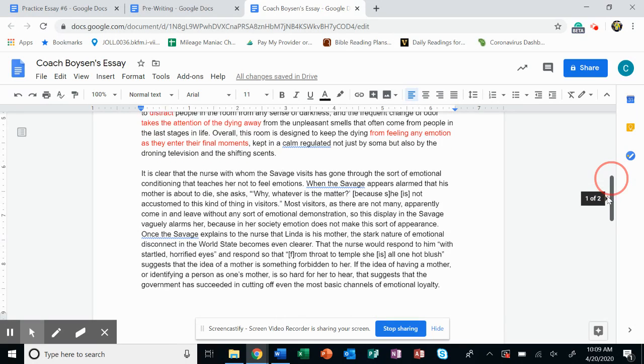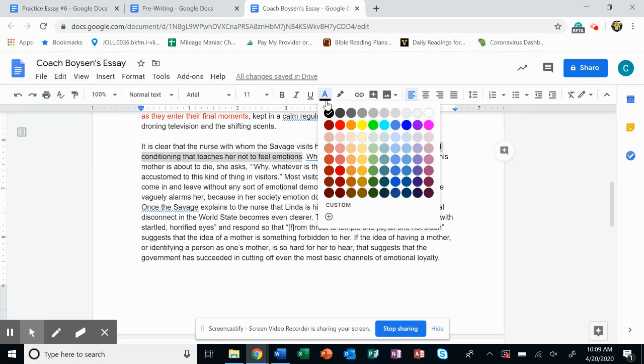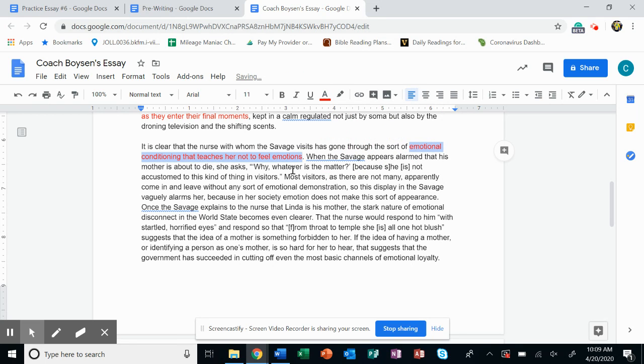Let's get into body paragraph 2. It is clear that the nurse with whom the Savage visits has gone through the sort of emotional conditioning that teaches her not to feel emotions. Now here, I would ding myself because I've repeated that word emotions. I would cause her not to experience feelings, or I need a better word. I need to vary my word choice here to make sure I get that polished point. But I certainly am tied to my thesis.